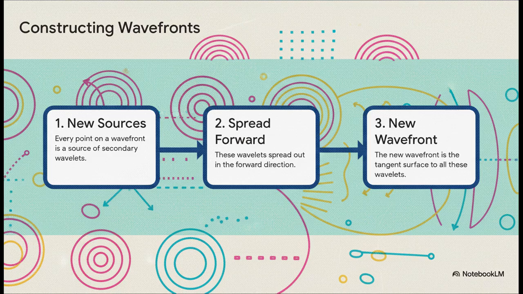And here's the magic, broken down into 3 easy steps. First, imagine that every single point on that wavefront is like a tiny new light bulb, sending out its own little waves. We call these secondary wavelets. Second, these little wavelets only move forward. And third, the new wavefront, where the wave will be a split second later, is just the surface you get by drawing a line that just skims the front of all those little wavelets. That's it. That's literally how light gets from point A to point B.